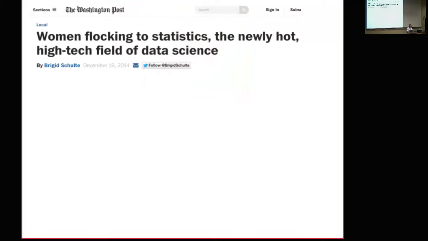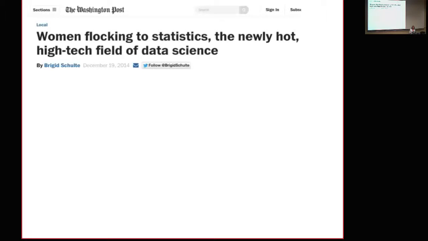So Bridget Schultz wrote an article in the Washington Post, I think in December, saying that women are flocking to statistics. She said the reason was that women tend to be drawn to the collaborative sciences that rely on teamwork and communication. And statistics is definitely one of those fields. I collaborate all the time with biology researchers and other statisticians in the department.